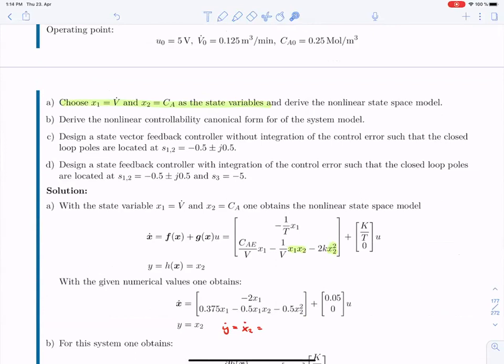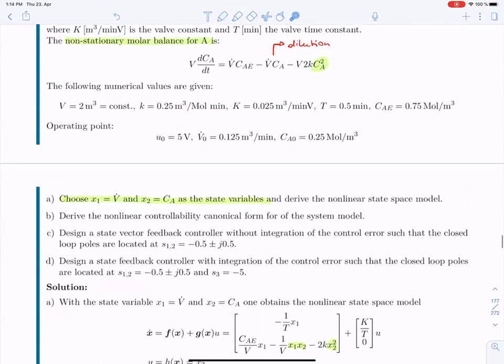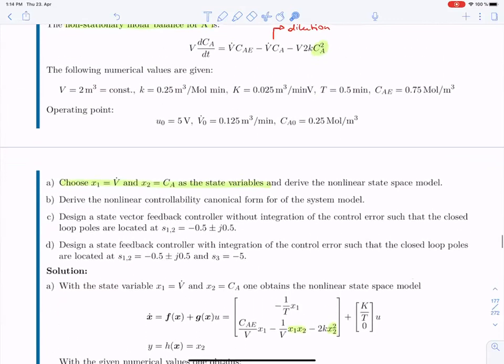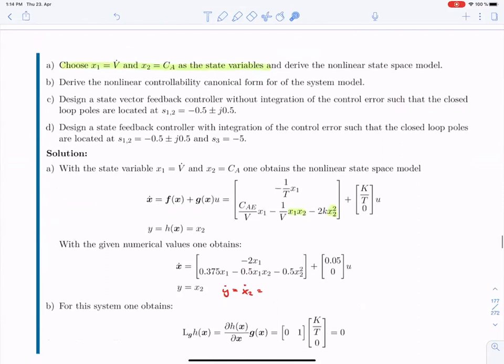And since this is a second order system, we have two exercises. First of all, design a normal state feedback controller without integration of the control error. And for a second time, do it with integration of the control error, okay? Now, I'm not going into all the details anymore. I'm just going to highlight where we have the nonlinearities, which are actually given here and here.